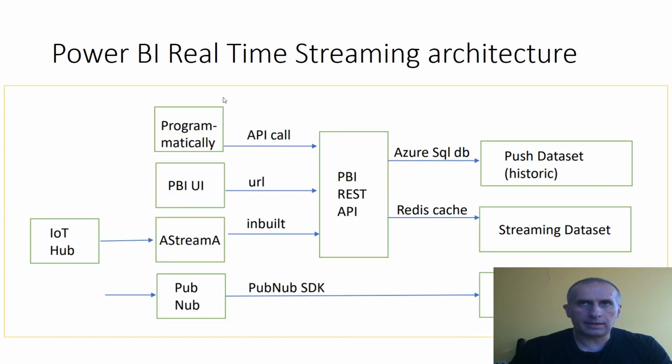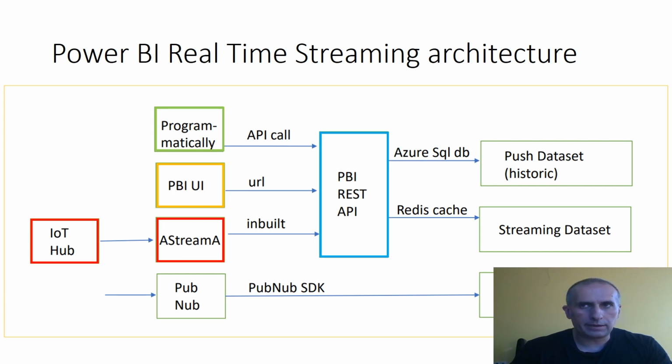You can see here a high-level representation of different types of real-time streaming architecture. We can have a data source which is ingressed via IoT Hub or another service, and after that we can have several options. It is possible to have stream processing. It is possible to have also something which is collected via Power BI UI. It is possible to be collected also programmatically using API calls.